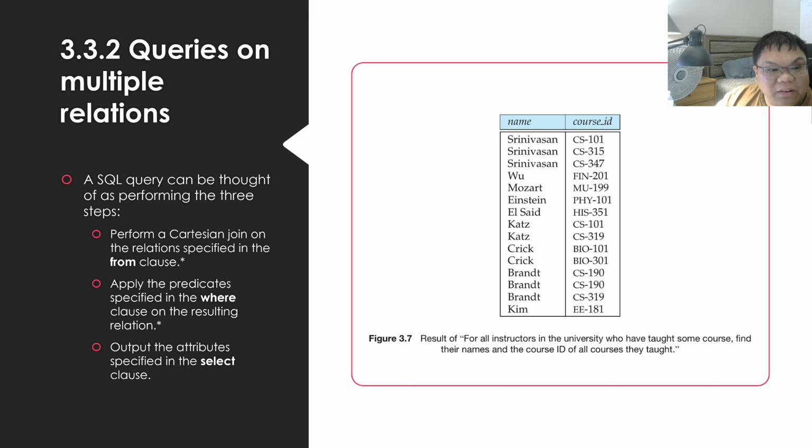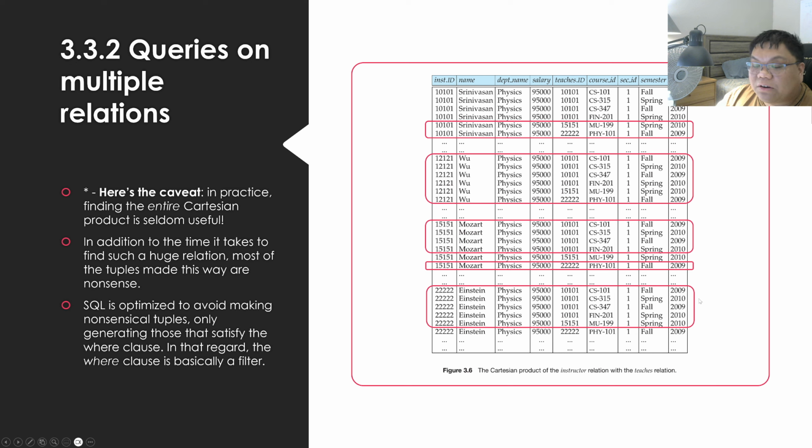You notice those little asterisks I put here? There is a little bit of a caveat that I need to mention right now. And it is this. In practice, SQL does not make any of these circled rows here. In practice, to find the entire Cartesian product is seldom useful. It takes time to find the whole thing, and as I've mentioned, a lot of these rows are nonsense. So in practice, SQL is optimized to only make the rows that do make sense.